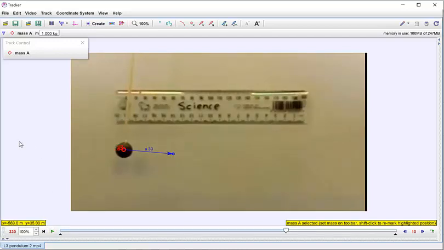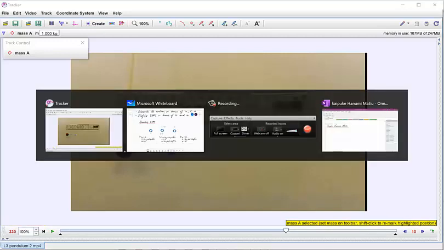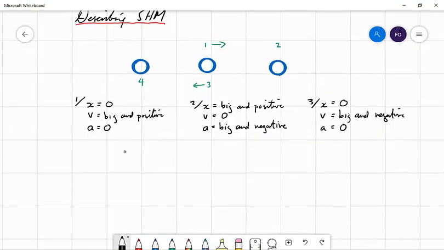So now we've reached the far left position, which means the displacement is big and negative. The acceleration we can see is now really big and pointing to the right, so it's big and positive, and the velocity is now 0. So at position 4 we can see that x is big and negative, sorry. We can see that the velocity is 0 because it's not moving, and the acceleration is big and positive.